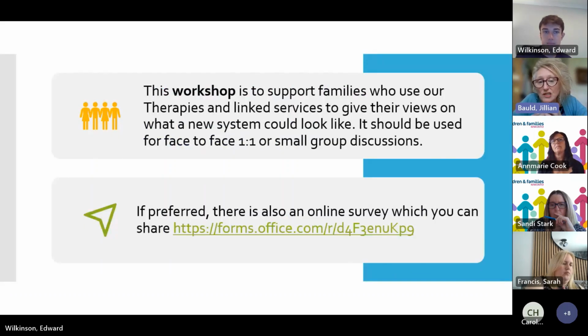And so this is just about supporting those families who use our therapies. We want to have a new system, and we want to know what it could look like for them, what would work really well for them. As I said before, it will work well as either one-to-one or in a small group discussion. It depends on how you work with your families. You use it in any way that you think suitable, or this is the link to the online survey. Please use that if you would prefer. If you think you could get that up on a tablet or something you can access, you can enable the parent to access it that way too. Up to you. Okay, thanks, Ed.